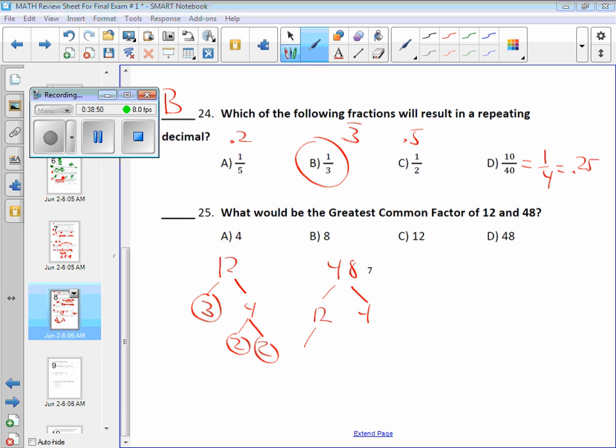Break down 12. Break down 4. Break down 4 again. Okay, here we go. Let's do the process. It does take a little bit longer, but it'll get you to the right answer. Give me a circled number you see in both trees.